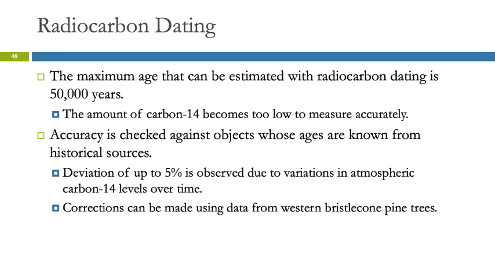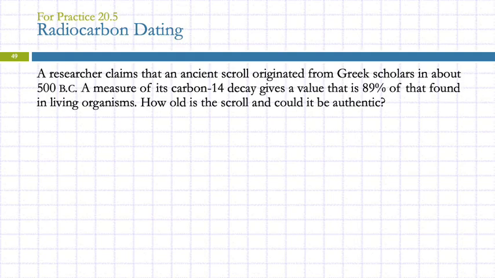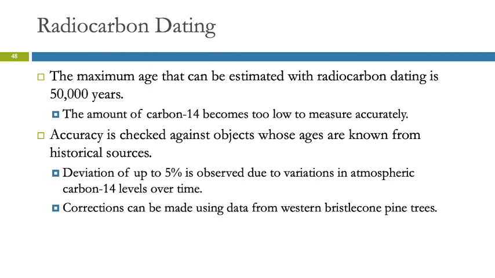There are some variations in the carbon-14 content. And so corrections can be made using data from western bristlecone pine trees. That's remarkably specific, isn't it? What? I think there's a slide about that. No, there isn't. These trees live for a really long time, right? And so you can look at the different rings in their trunk, and that's related to the amount of carbon-14.